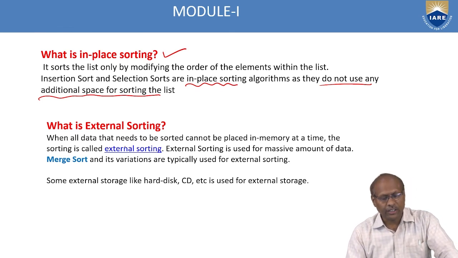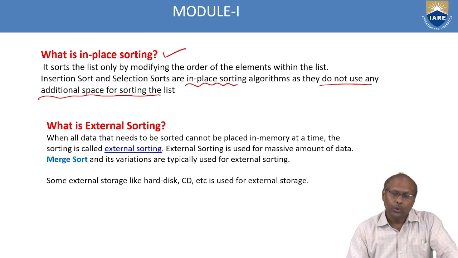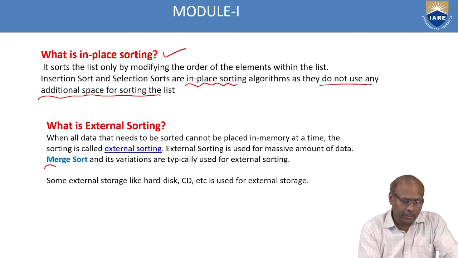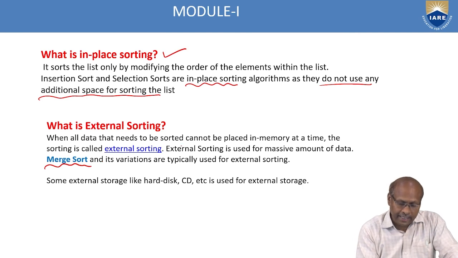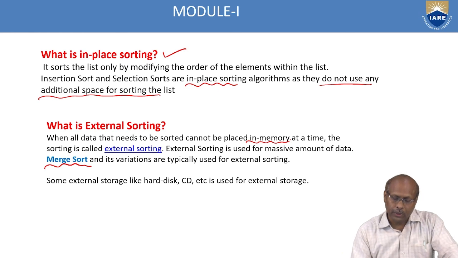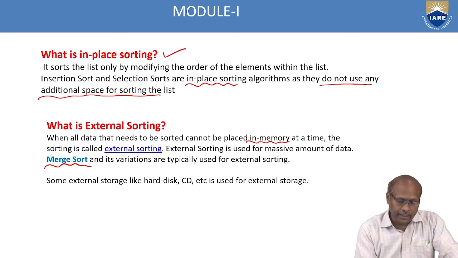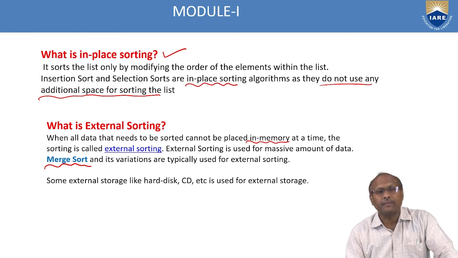Similarly, what do you mean by external sort? External sorting means bringing the data from outside, the external memory area, for sorting. For example, your merge sort. Merge sort comes under your external sorting. When all the data that needs to be sorted cannot be placed in memory, whatever the memory is available with you, it's not sufficient, then that sorting is called external sorting.